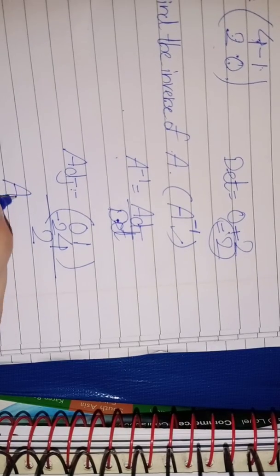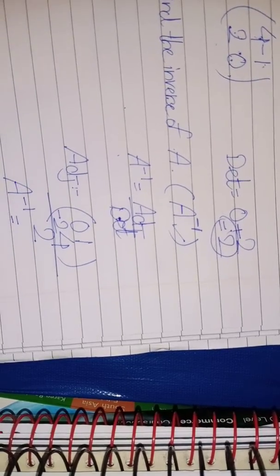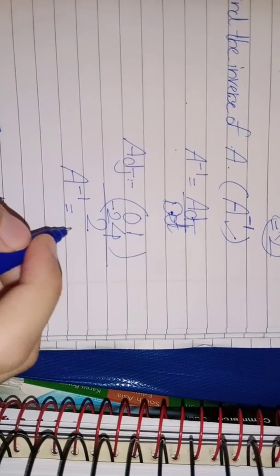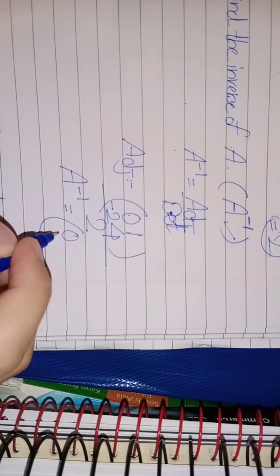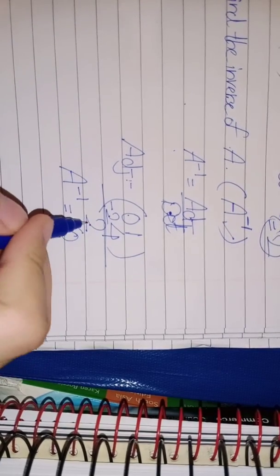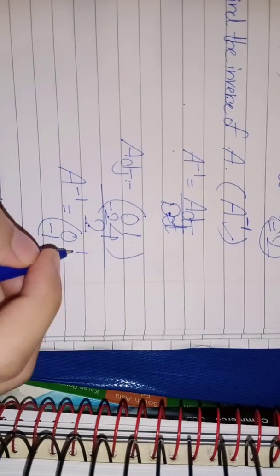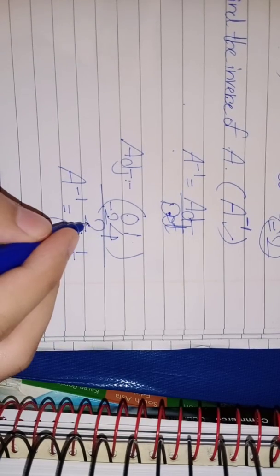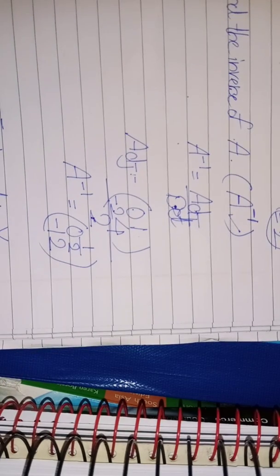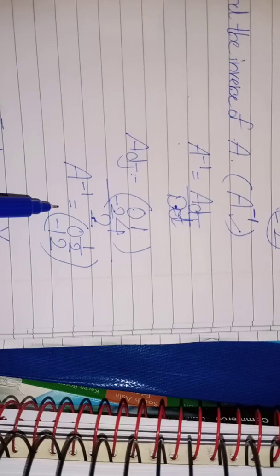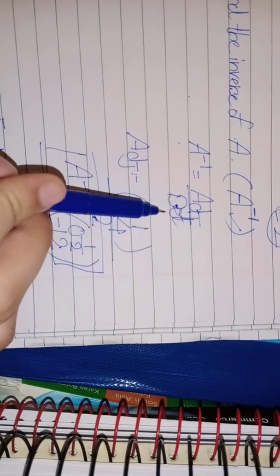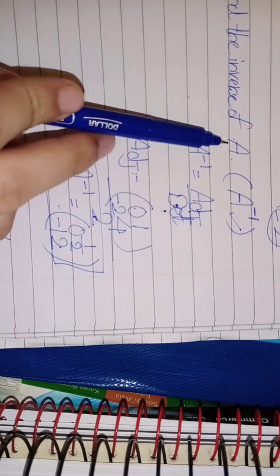So this is going to be like this. So the inverse will be 0 divided by 2 is 0. 2 divided by 2 is minus 1. Minus 2 divided by 2. 1 divided by 2 is 1 over 2. And 4 divided by 2 is 2. So this is the inverse of A. That is how you take an inverse. Adjoint over determinant. An inverse of A.